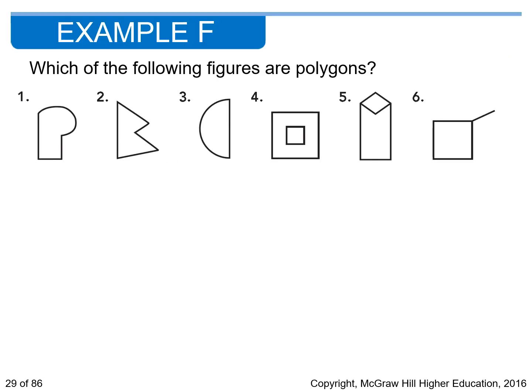Which of the following are polygons? So I'm just going to take my highlighter and cross out. This is curved, so it can't be a polygon. This one is curved. This one has a hole in it. And this one, I don't know what's wrong with that. And this one has a line sticking off of it. So that's not a polygon either. So only number 2 is a polygon.